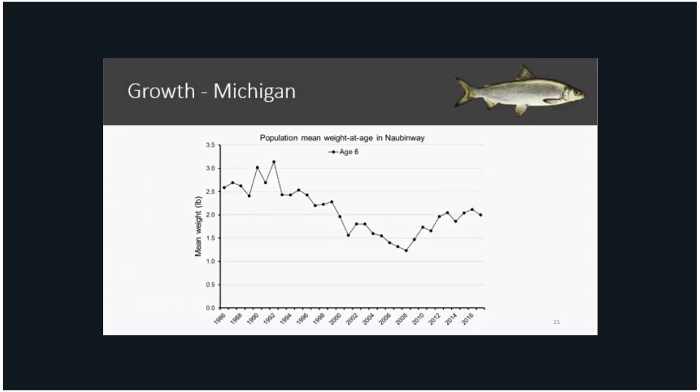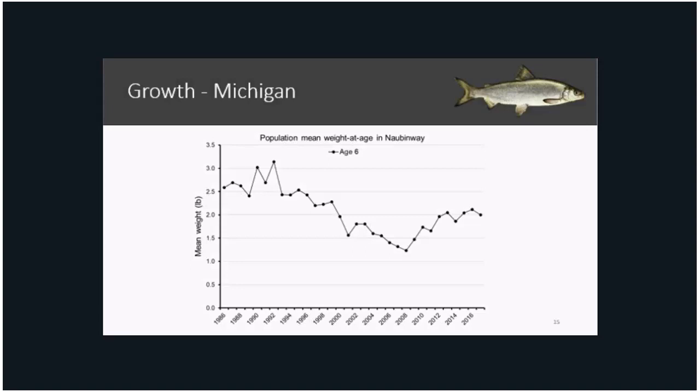But we had an average weight of an age 6 fish peaking at 3.1 pounds in 1992, and then it declined down to 1.3 pounds in 2008. We've, of course, seen some recovery since then, which is positive, but that goes along with big reductions in abundance and overall stock size.